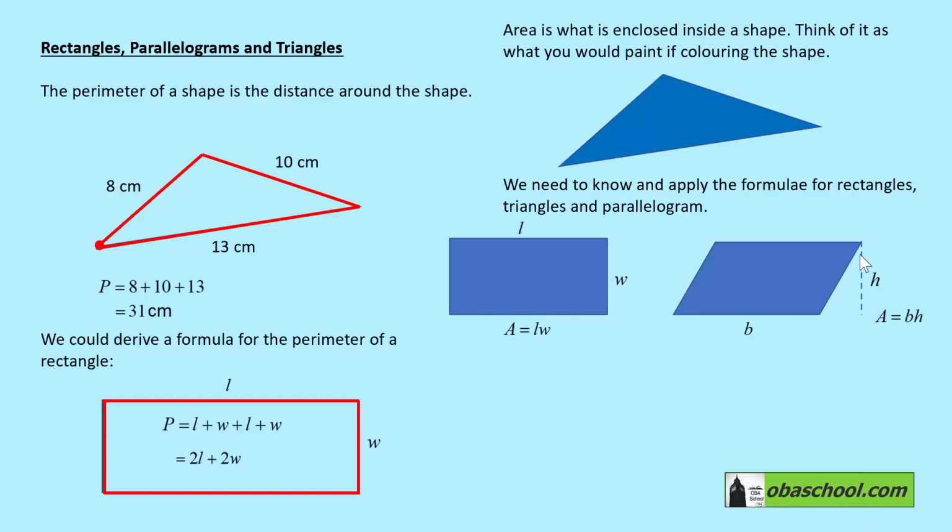Note, we don't need the length of this slanted edge to find the area, but we would need it if we were finding the perimeter. The h has nothing to do with the perimeter.